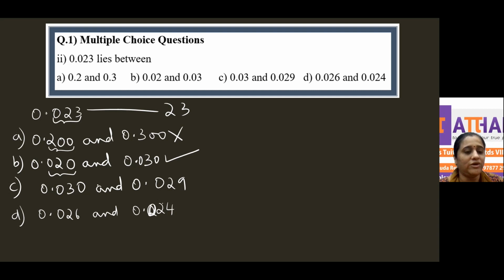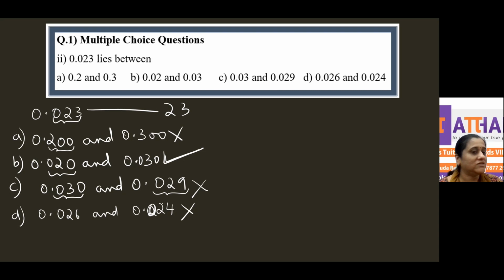Read this one. How will you read this one? 30 and 29. Is 23 between 30 and 29? No, this is not the right option. What about the last one? 24 and 26. What is between 24 and 26? 24, 25, 26. 23 does not come between 24 and 26. So this one is also wrong. So this is the correct option. The correct option is C.